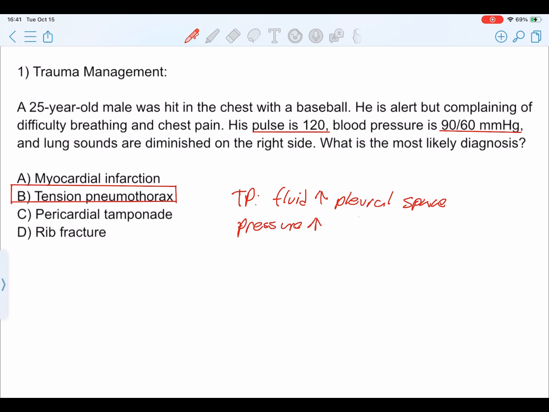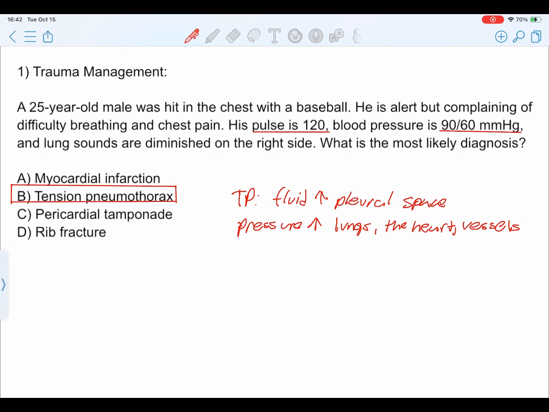So I'm going to put pressure with an up arrow. It puts pressure on the lungs, the heart, and certain vessels. Let me make that look nicer. So pressure goes on the lungs, the heart, and the vessels.